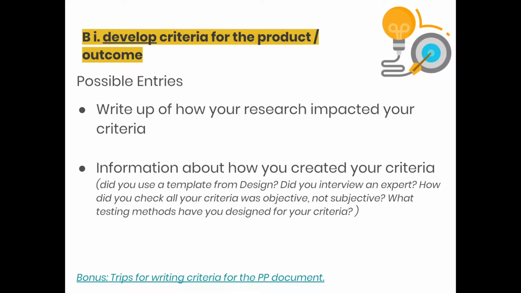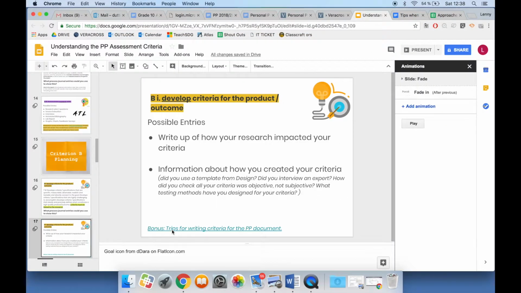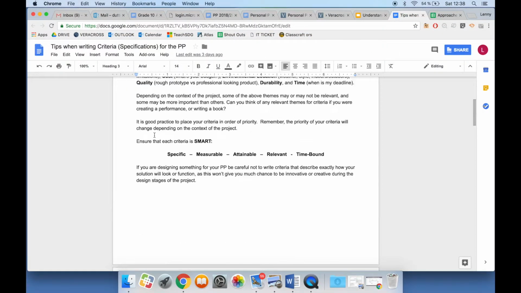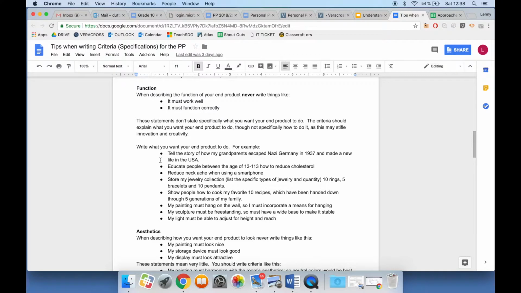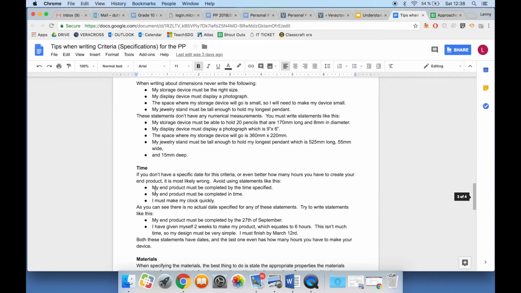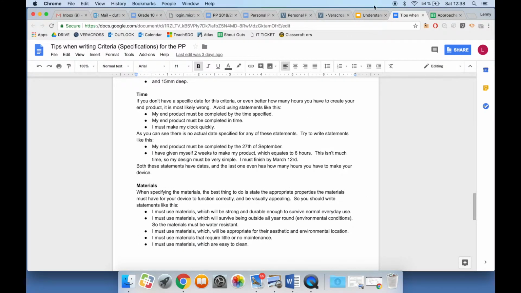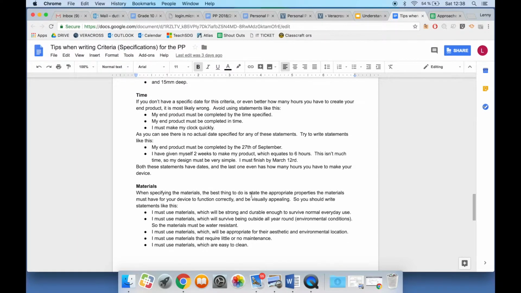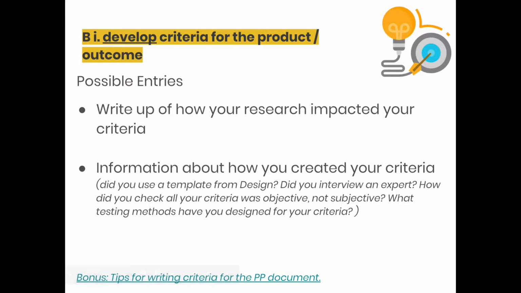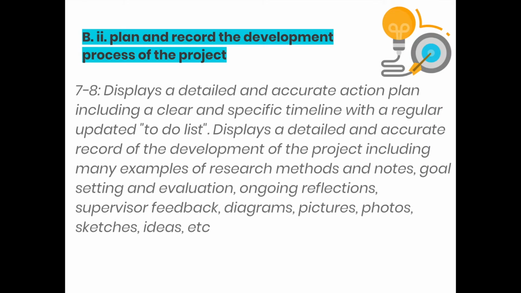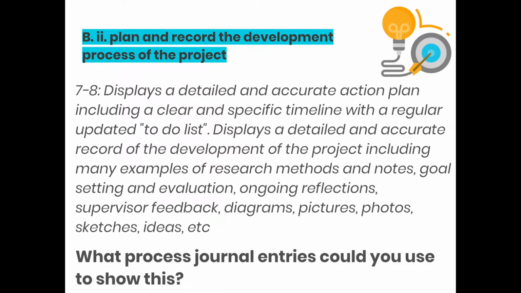I have put at the bottom of this slide tips for writing your success criteria, and you can see it really breaks it down here. Just like design, it has aesthetics, safety, resources. I have examples all the way through, so this should really help you. But again, Veracross has more information on there. And again, because this is something you have done in design, if you need to speak to me or the other design teachers to get help, you can. Next one, plan and record the development process of your project.